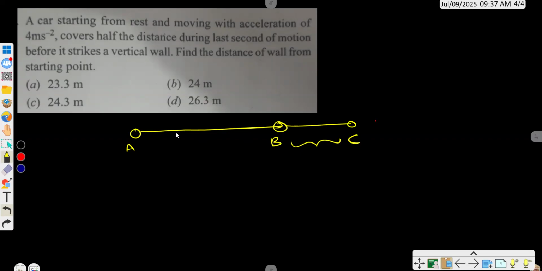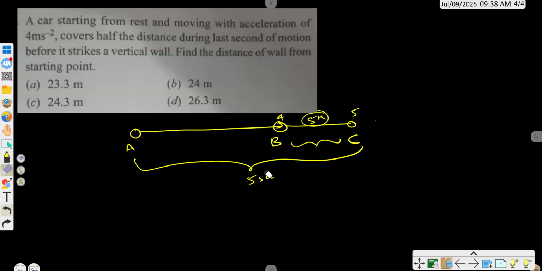So, if a body has traveled from here to here in 5 seconds, this will be called the fifth second. That is between 4 and 5 seconds, this is the distance it has traveled. So it is called the fifth second. If a body has traveled n seconds, this distance would be called the nth second travel. I hope you understand the difference between n seconds and nth second.